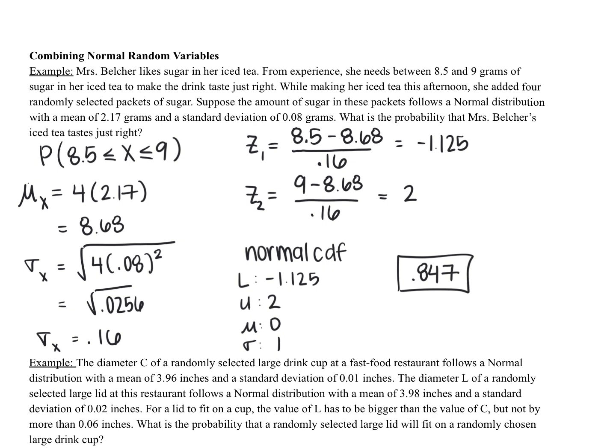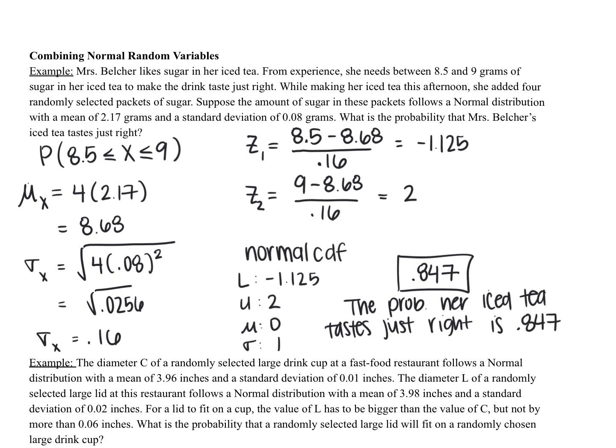So then I'm also going to now start writing a sentence. So the probability her iced tea tastes just right is 0.847. So pretty good chance, pretty high probability, not too terrible.